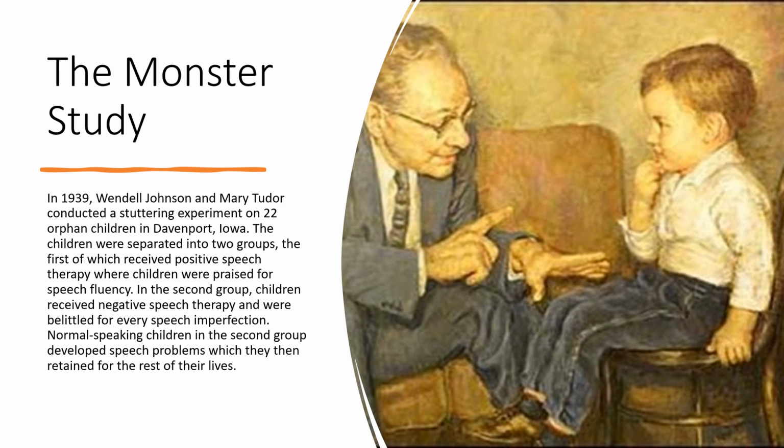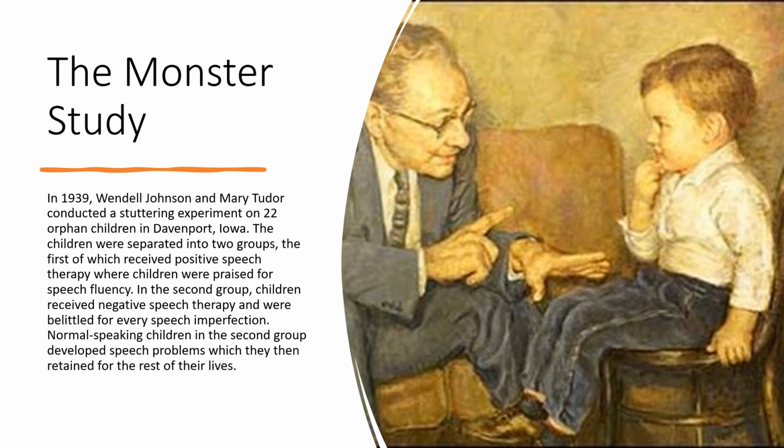So in 1939, Wendell Johnson and Mary Tudor conducted a stuttering experiment on 22 orphan children in Davenport, Iowa. They were separated into two groups. The first received positive speech therapy, where children were praised for speech fluency. And in the second group, children received negative speech therapy and were belittled for every speech imperfection. Normal speaking children in the second group developed speech problems, which they then retained for the rest of their lives.